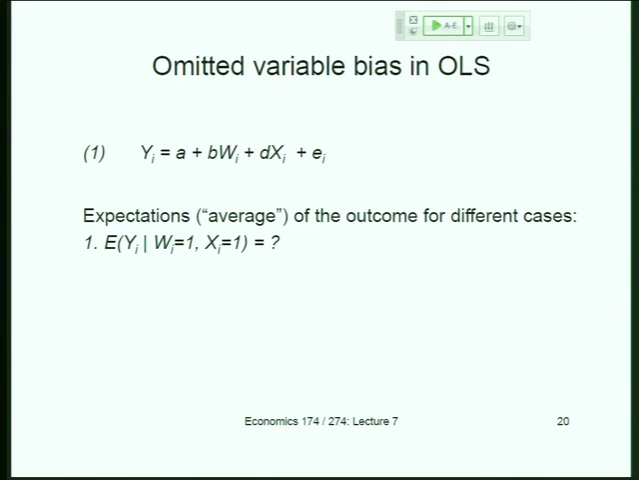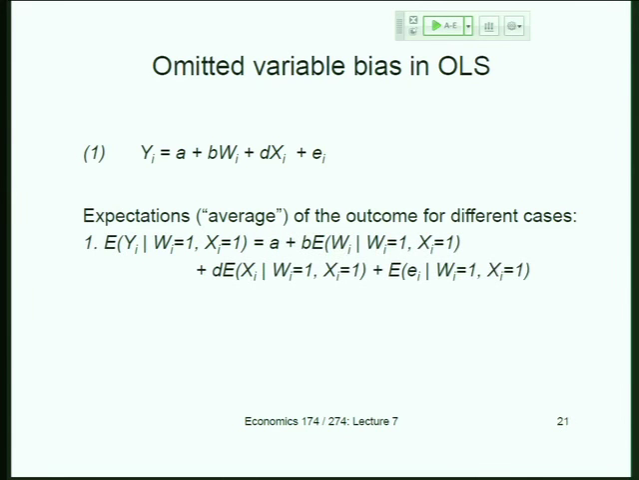So what is the expectation? It's A, if we take the expectation of a constant, of course it's just a constant, plus B times the expectation of W conditional on W equals 1. So what's the expectation of W if W equals 1? Just 1. Plus the expectation of x conditional on x being equal to 1. And then the expectation of E conditional on those x and W conditions. That's just 0, right? Just by the definition of the error term here.